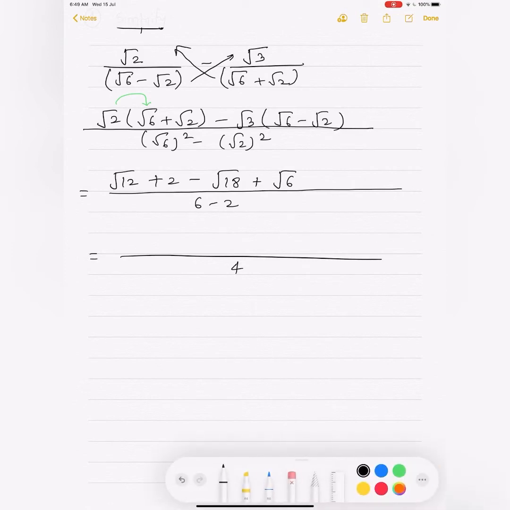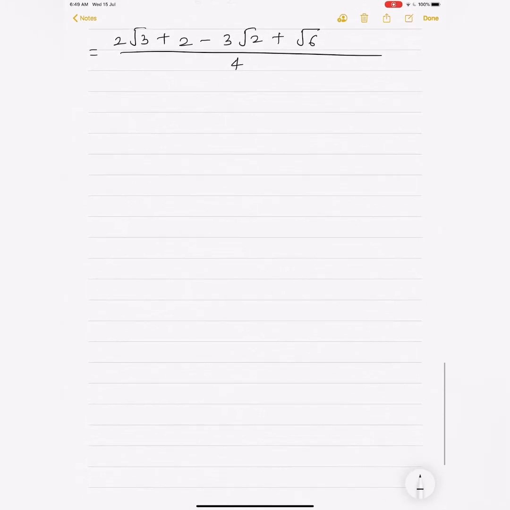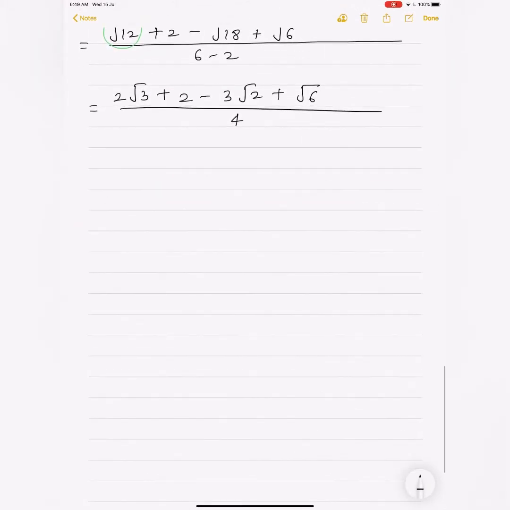Now what is root of 12 written as? Root of 12 means root of 4 into 3. That becomes what? 2 root 3. Root of 18 can be written as what? Root of 9 into 2. What is square root of 9? 3. So it becomes 3 root 2. And this one you can't simplify. So that's your final answer, because you cannot add any of these terms now. All of them are unlike terms. That's why. Okay, so now next, problem number 5.